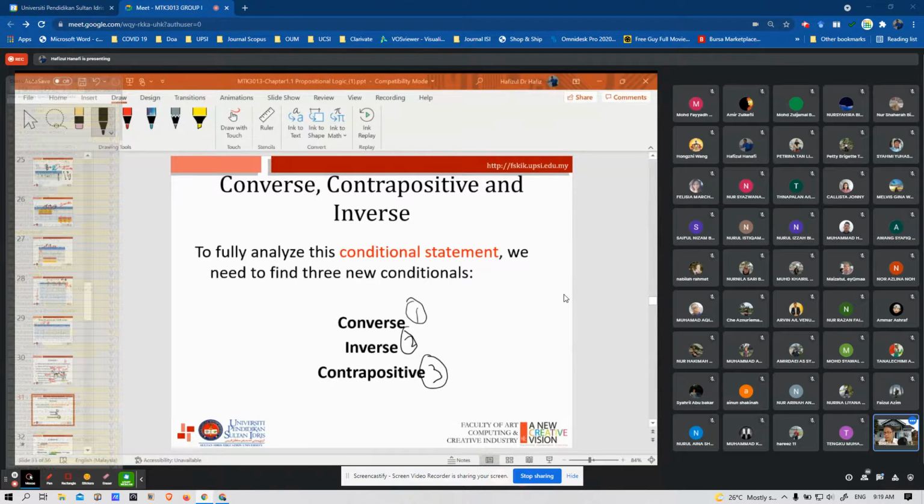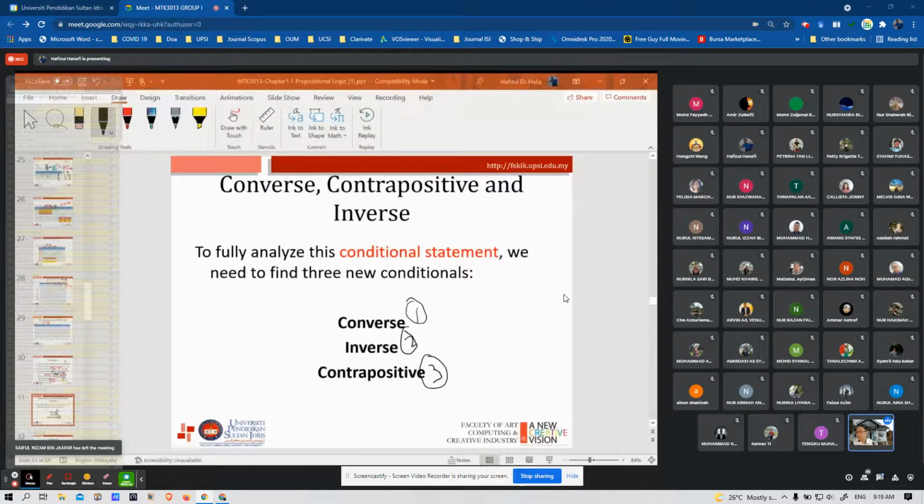Okay, we have converse, inverse, and contrapositive. First of all, given any if-then statement, if P then Q, we can create three related statements. A conditional statement consists of two parts: the hypothesis in the if clause and the conclusion in the then clause. For instance, if it rains, then they cancel school. If it rains is the hypothesis, and they cancel school is the conclusion. Okay, I put it in the PowerPoint.